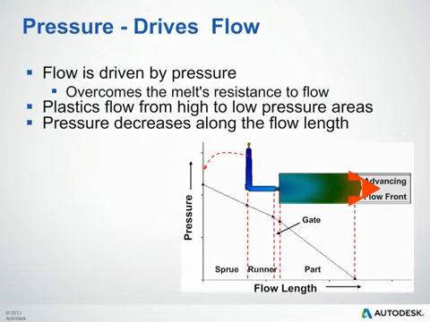Pressure drives flow. Flow is driven by pressure, so it overcomes the melt's resistance to flow essentially. You can see that plastics flow from high to low pressure areas, and pressure will decrease along the flow length. So you can see our pressure in this graph is essentially 0 at the flow front and maximum at our injection location at the top of the sprue.